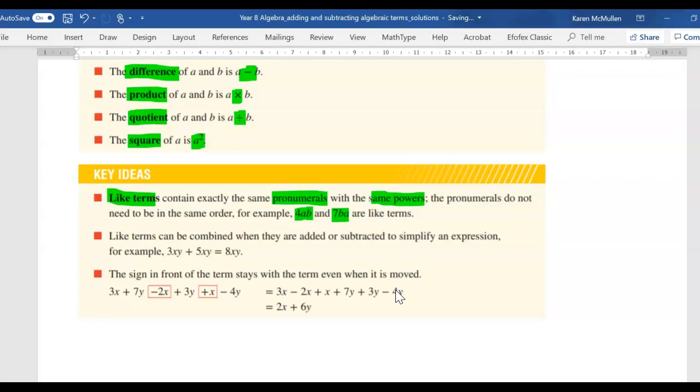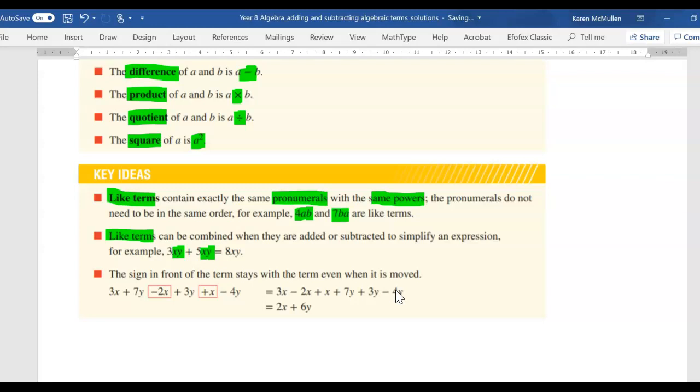Like terms can be combined when they are added or subtracted to simplify the expression. So you can only add and subtract terms when they are like terms. It doesn't matter for multiplication and division, and that's what we're going to be doing in the next video. But if you're adding or subtracting terms, they have to have the same pronumeral part. So you can see here you've got 3 lots of xy plus 5 lots of xy gives you 8 lots of xy.